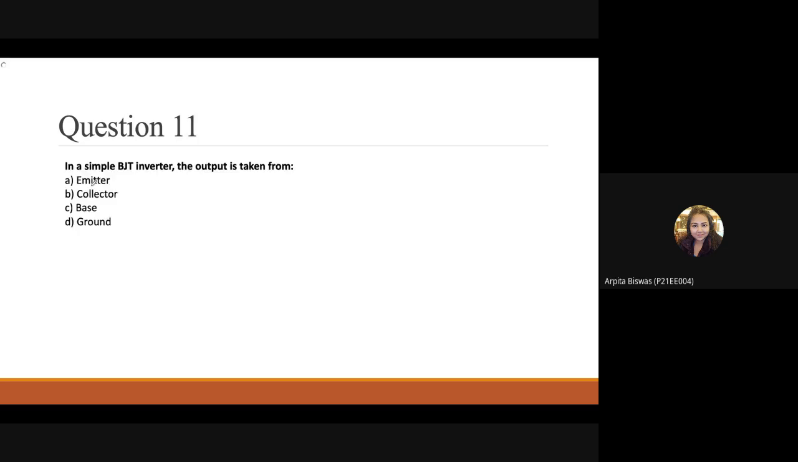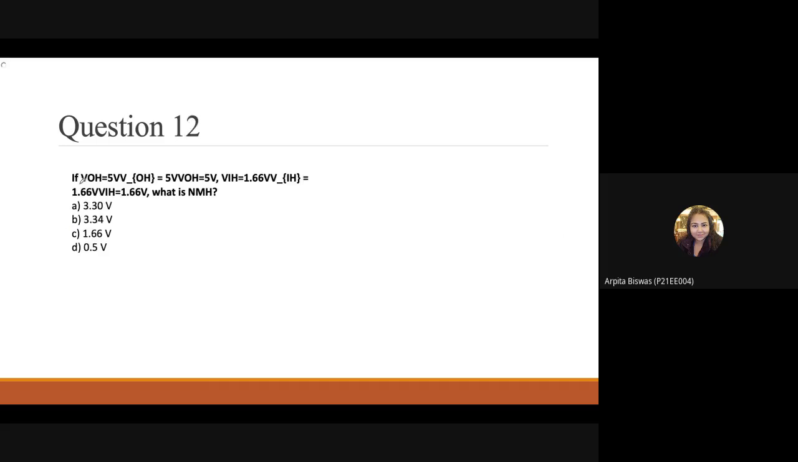So this is question number 11. In a simple BJT inverter, the output is taken from emitter, collector, base or ground. Collector, ma'am. Yes, collector. Okay. So question number 12.